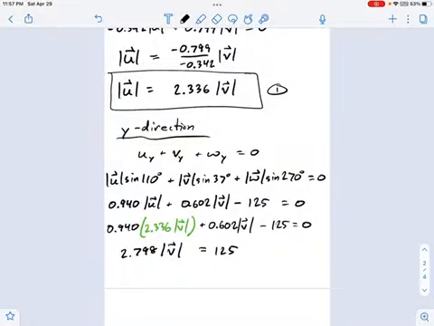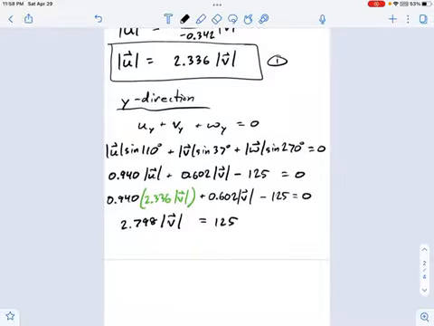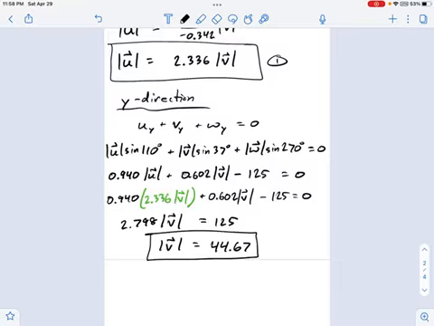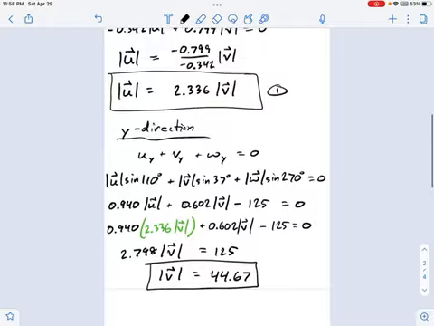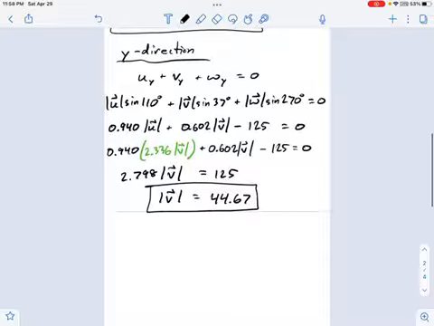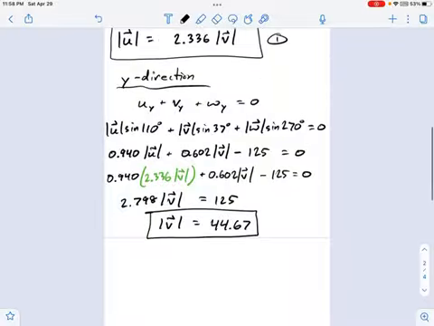Now, if I lost you on that step, pause the video, convince yourself that this is true, and I'm going to divide each side by 2.798, and look what we get. The magnitude of v, the tension in that wire, is 44.67 pounds. Okay, so that's an answer. That's one of the answers to the question. Now, I'm off a little bit because I made some rounding errors up above, right? I only used 4 digits. If you want to use 5 or 6 digits, you'll be more precise than I am.